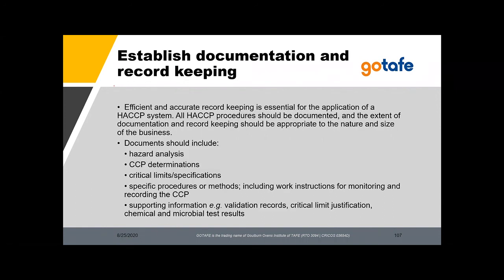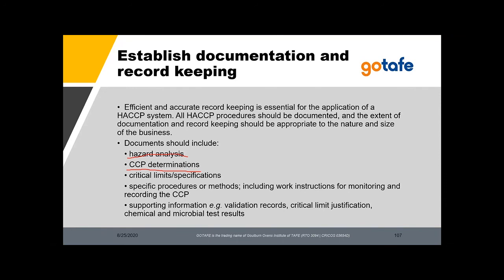So the next one would be to establish the documentation and record keeping system. Okay, efficient and accurate record keeping is essential for the application of the HACCP system. So what you need to document: you have to document the hazard analysis step. Okay, what hazards you have identified, and you have to identify and also document the CCPs properly. And what are the critical control limits or specifications related to that CCP? And specify the procedures and methods, including how you monitor the process and how you record the process.